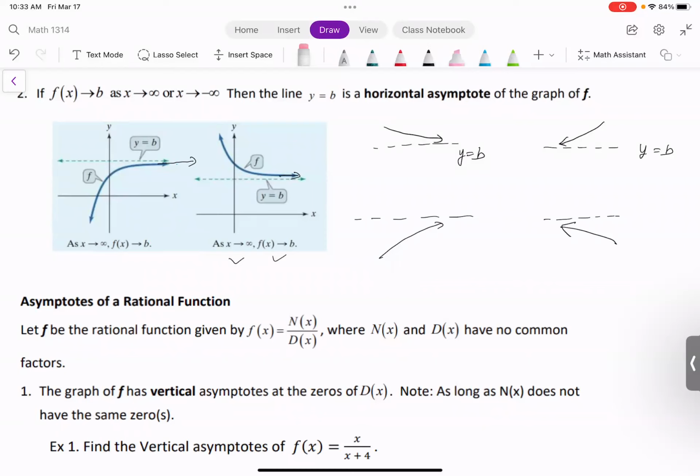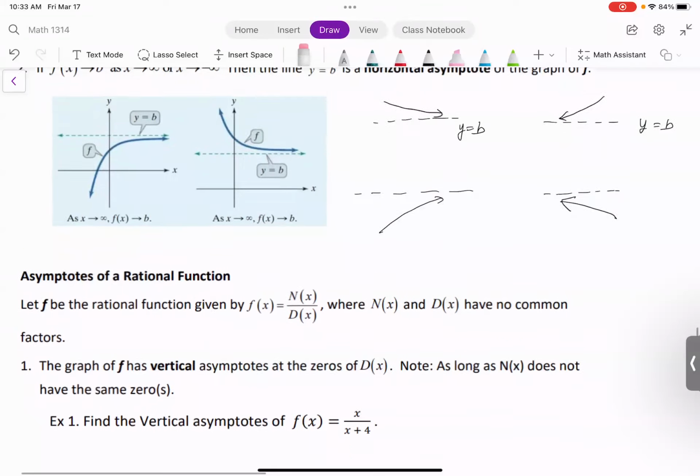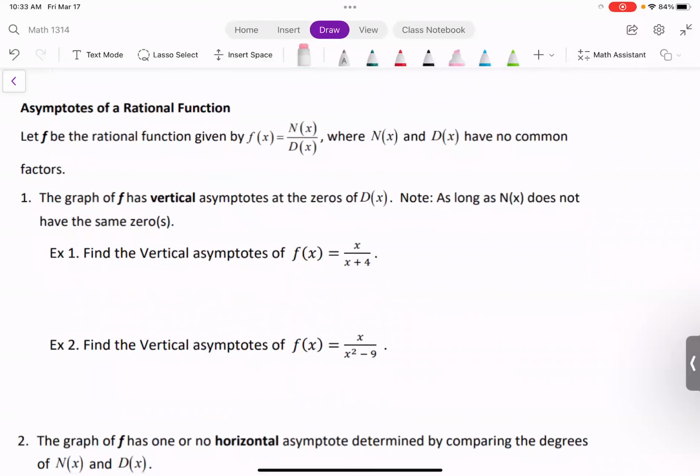All right, how do we find the horizontal asymptotes and the vertical asymptotes? Let's see asymptotes of a rational function. Let f be a rational function given by f of x equals n of x divided by d of x, where n of x and d of x have no common factors. If they have common factors, they will be cancelled. For example, 2 times x plus 2 over x plus 2. Top and bottom cancel, and we have the function equals 2. That's not a rational function. Make sure they have no common factor.